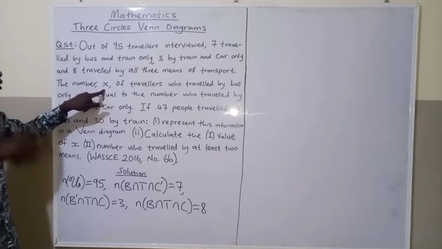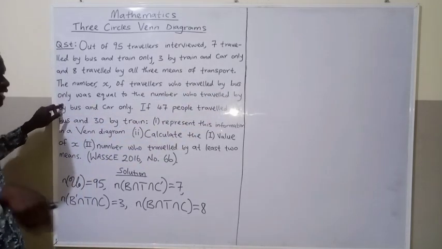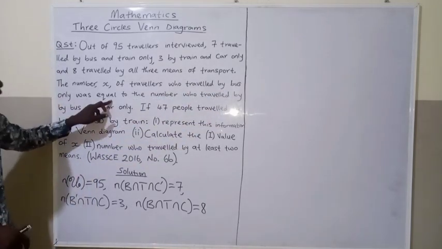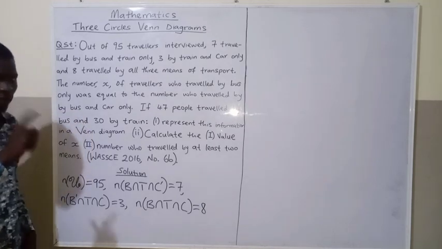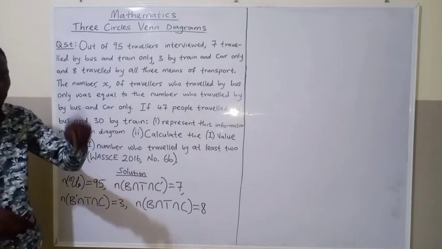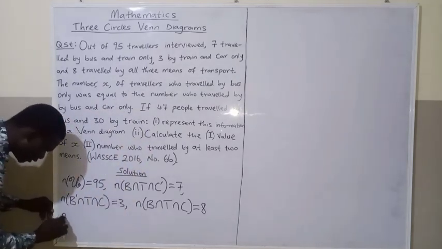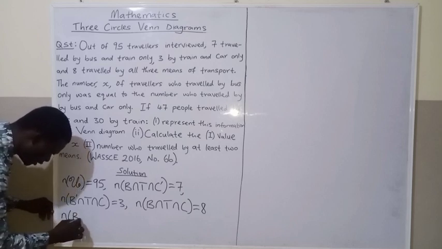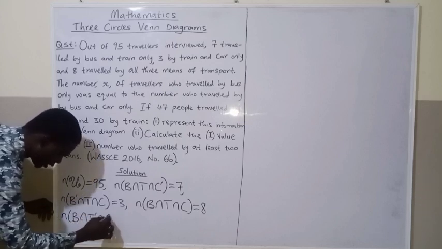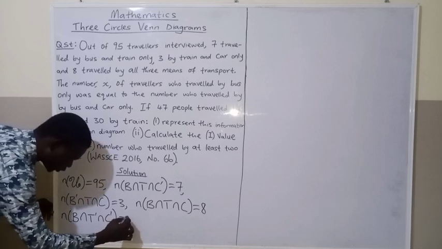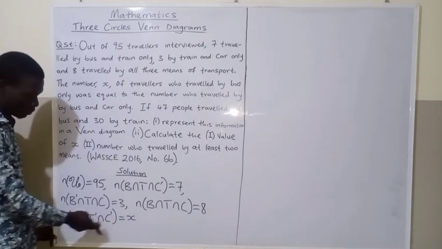There is a number, represented by X, of travelers who traveled by bus only. Bus only was equal to the number who traveled by bus and car only. So those that traveled by bus only, there are X. Those that traveled by bus and car only, they are also X. Look at the representation for that. Those that traveled by bus only: the number of bus intersection train prime intersection car prime equals X. These are those that traveled by bus only, without using train and car.